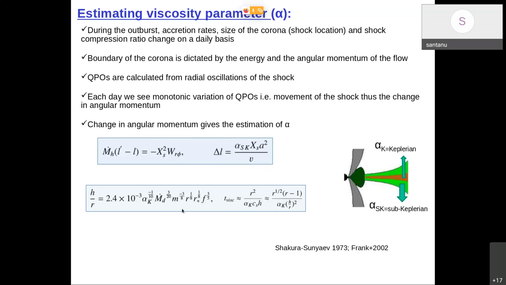Also we can estimate the Keplerian viscosity using this relation. I am not going into the details of these equations, but they mainly depend on the mass accretion rate and the radial distance of the disk.